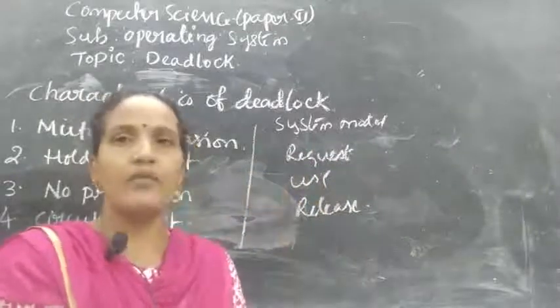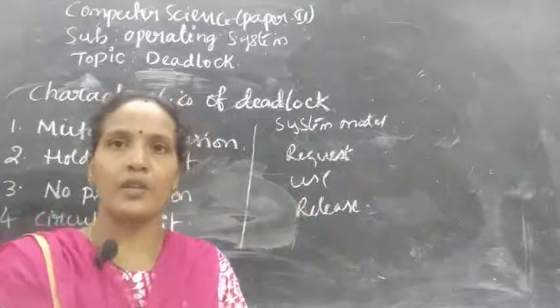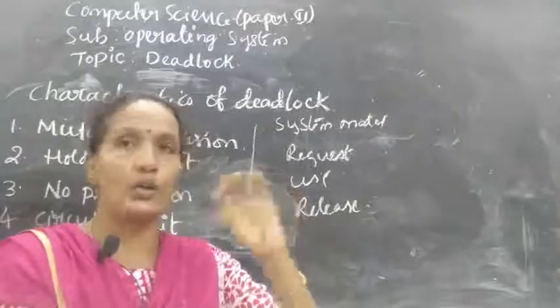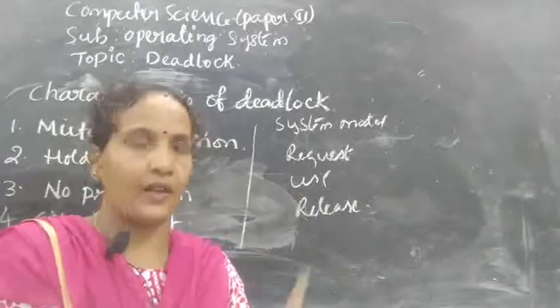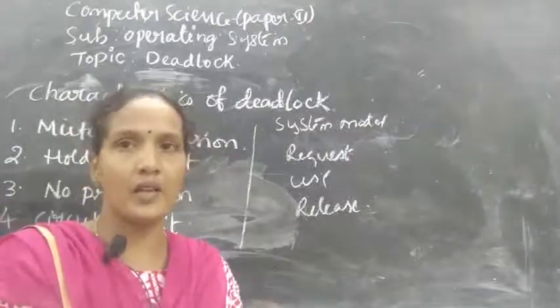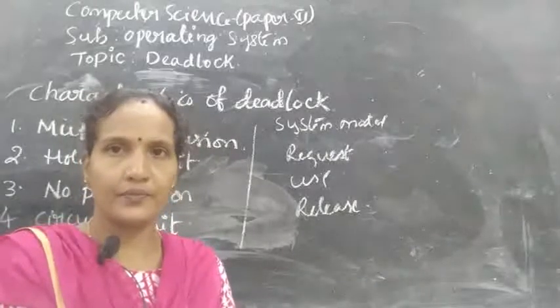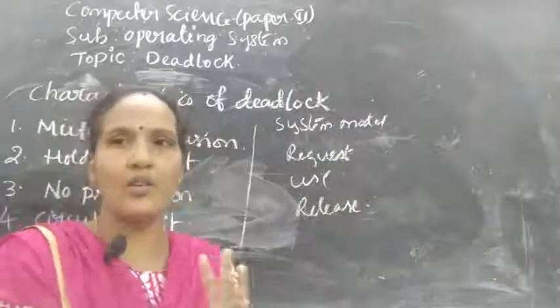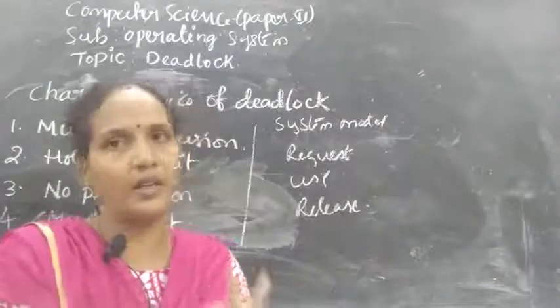Now, to use: if the resource is given to a process, then what happens? The process will use the resource. Next, after using the resource, the process will release the resource. Clear? This is called the system model. In the system model, we have three things: one is request, use, and release.